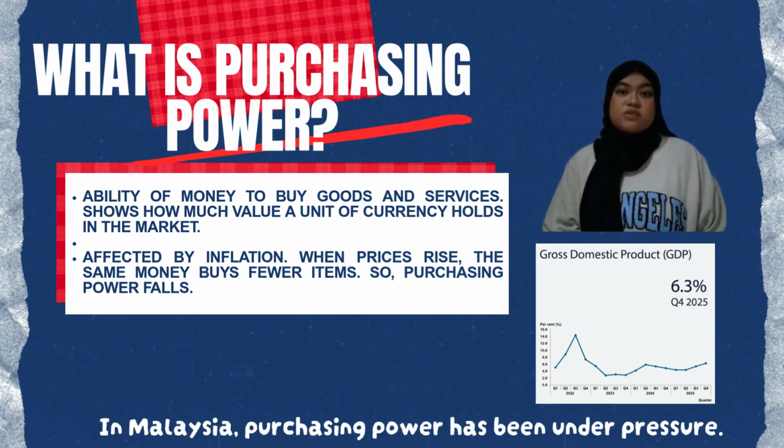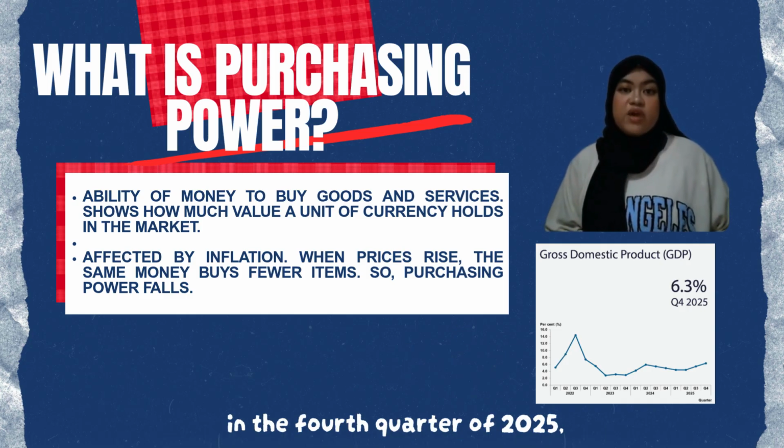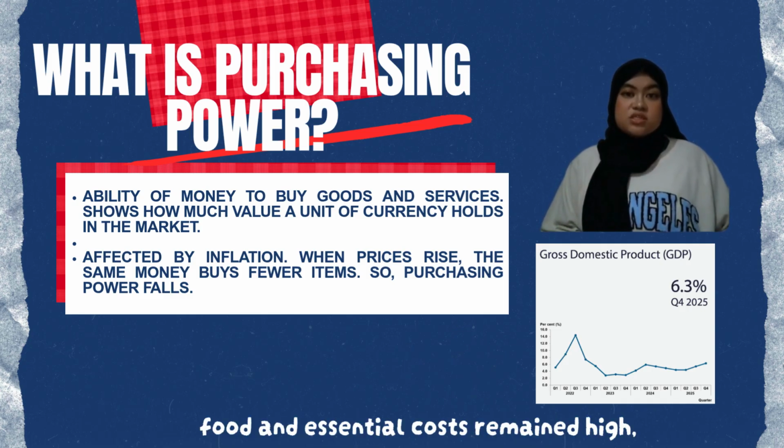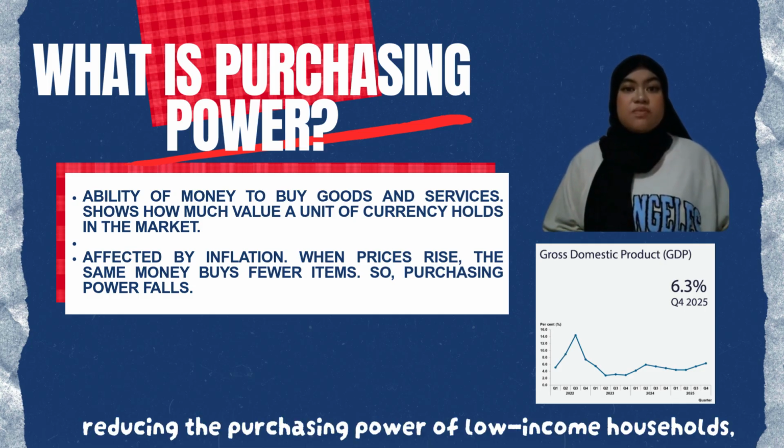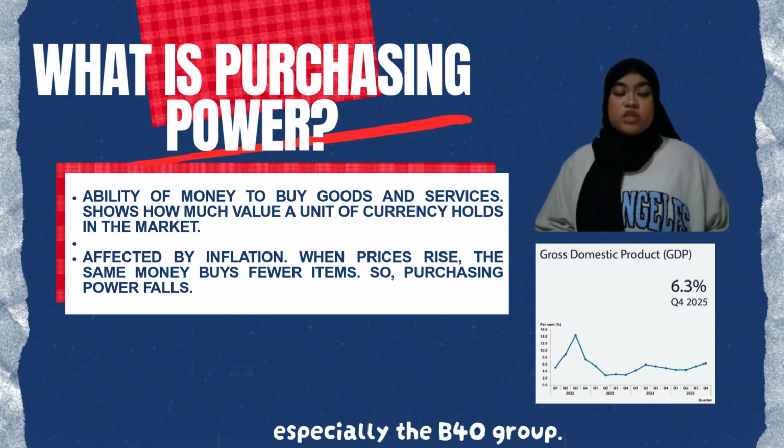In Malaysia, purchasing power has been under pressure. Even though GDP grew by 6.3% in the fourth quarter of 2025, food and essential costs remain high, reducing the purchasing power of low-income households, especially the B40 group.